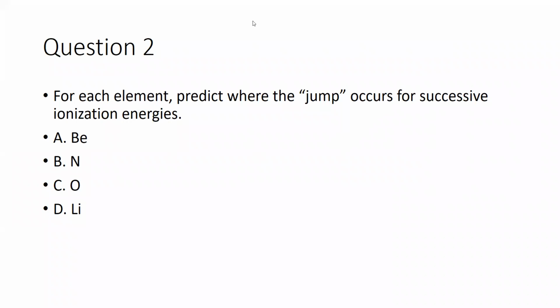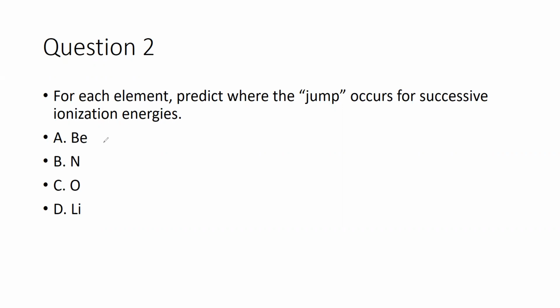So let's try and predict where our jump in ionization energy is. That is, this is really asking between which ionization energies we will see a large spike. Or another way to think about this is, how many valence electrons are there? So pause the video, try this out, and then come back when you have it. But I'm going to jump right into it now.